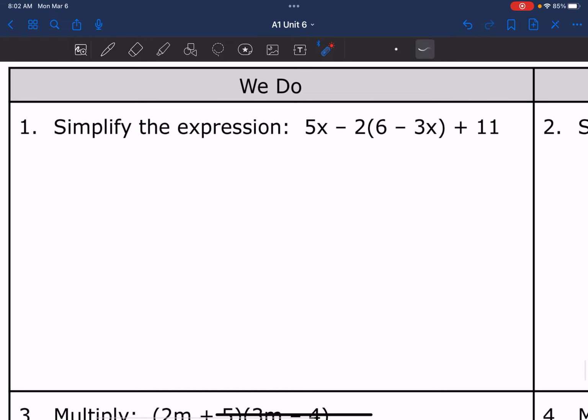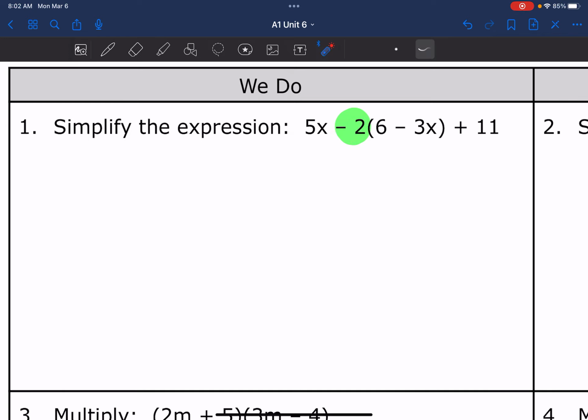It says simplify the expression. Anytime you see simplify, that means that you want to get this expression and make it as short as possible. So when I look at an expression like this, the first thing that I see is those parentheses. We want to get rid of them, and the way we do that is by distributing whatever's right in front. So be careful with this one because it is a -2 because of that minus sign.